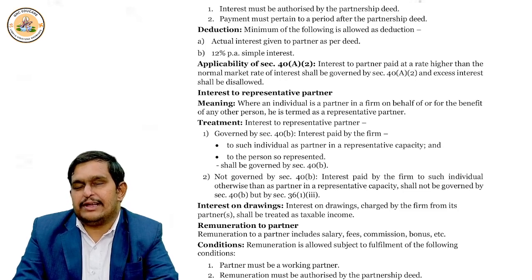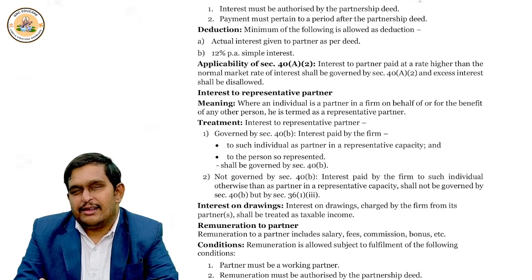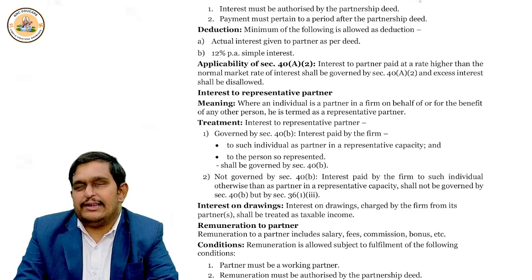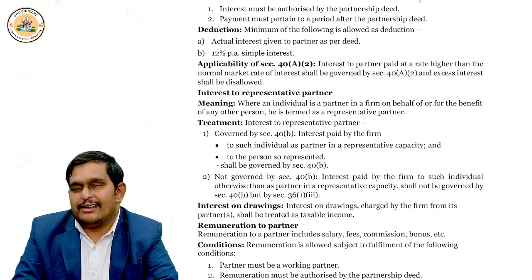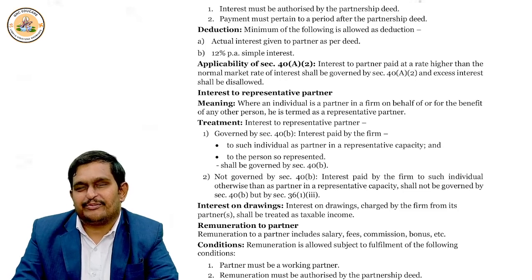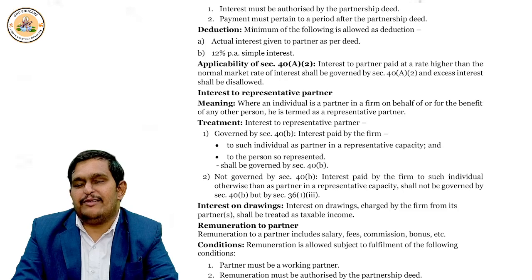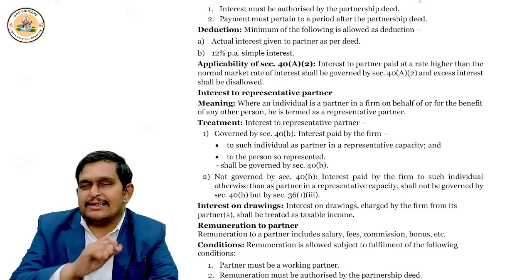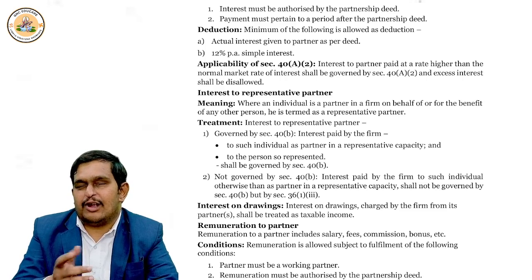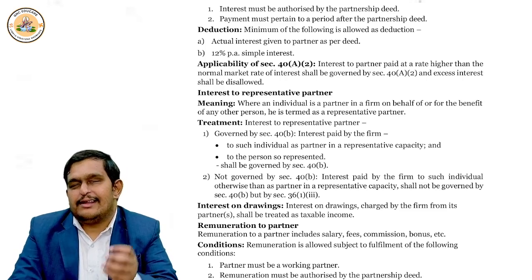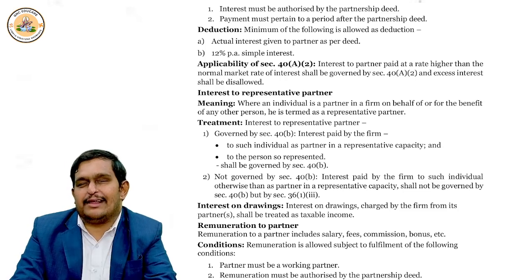Interest is paid by the firm to somebody, but that somebody appointed a representative to collect the interest, or do the calculation, or do the liaisoning, all that. But that representative is not the partner. Then section 40B doesn't apply, because section 40B will apply if somebody is a partner. If somebody is not a partner, then obviously section 36 applies.